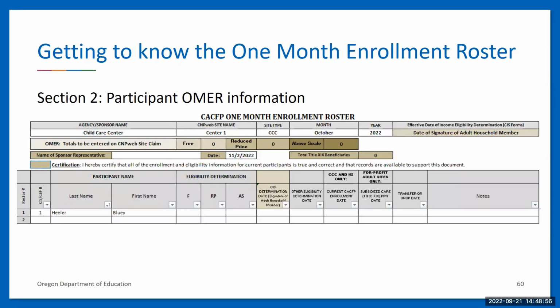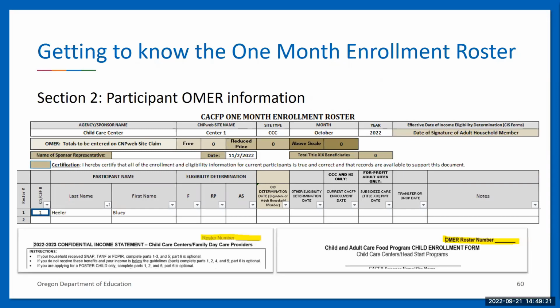The second section of the OMER spreadsheet is where all the relevant OMER information for all eligible participants is entered from the supporting OMER documents, the CEF and CIS forms, or other eligibility documentation. The very first piece of information you will enter is the CIS or CEF number, now highlighted in blue. This number should be the same as the roster number listed on the CEF and CIS forms for participants whose information is being entered into this row.